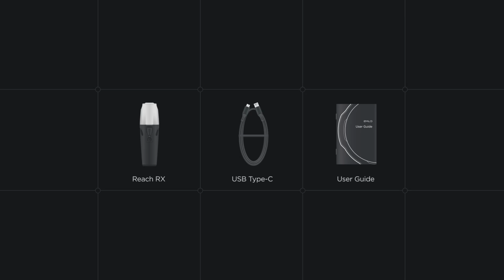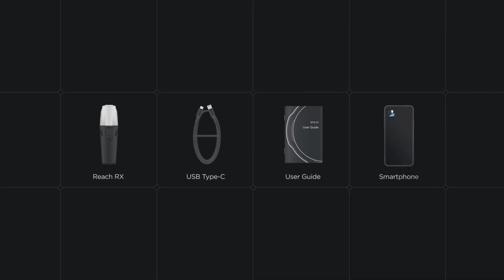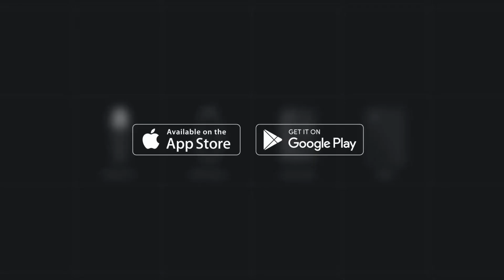To start working with your ReachRx, you'll also need a smartphone or a tablet with the Emlid Flow app installed. The app allows you to control the receiver and uses the internet connection on your device to access NTRIP corrections and send them to ReachRx over Bluetooth. Emlid Flow is available for both Android and iOS devices. Download it from the App Store or Google Play Store. You can also find the download links in the description below.